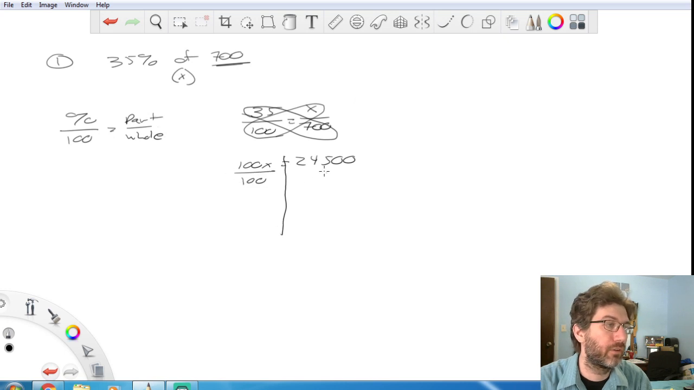Divide by 100. Divide by 100. X equals 245. That's one way to do it. I could show you a third way, because that means of. Sorry, this isn't number 3. This is method 3.